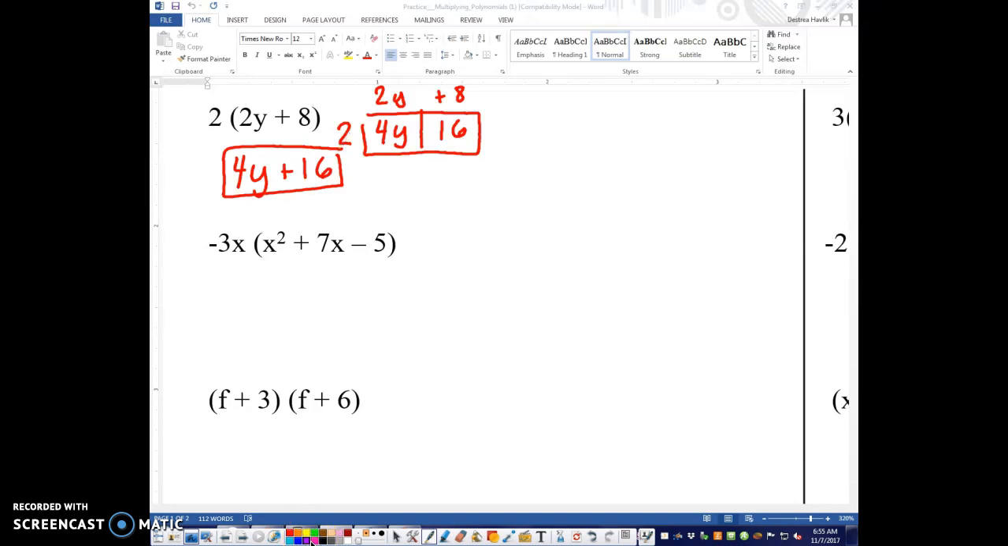Okay, now let's look at the next one. This is a 1 by 3. So we set up our box. The 1 is -3x. The 3 is x squared plus 7x minus 5.